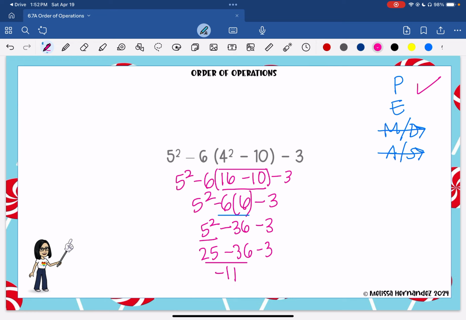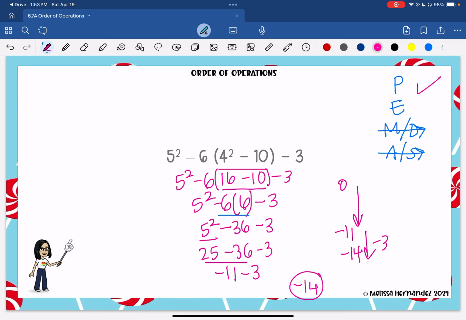If you do need help with some integers, please check out my integer playlist. Take away 3. So if you're below, I'll throw this in here, negative 11, you go down negative 3. Down negative 11, and then from there you're going to go down 3 more, and you end up at negative 14.